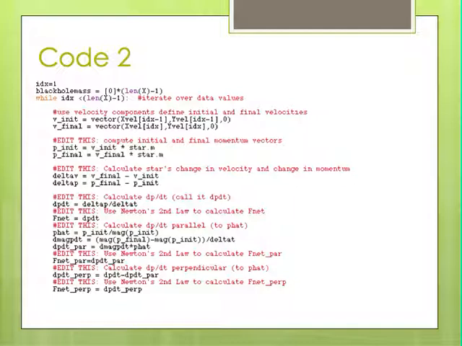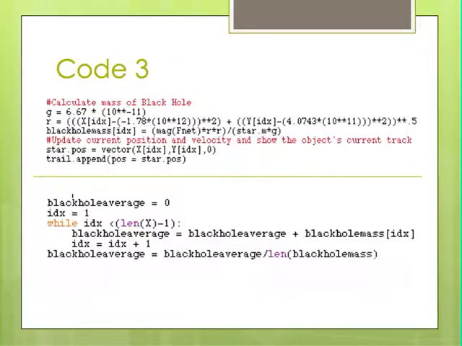Finally, I found dp/dt is equal to delta p over delta t, and F net can be equal to the same number. P hat in my case was p initial over the magnitude of p, and then I did the same thing where I found the difference in the magnitude and changed that over delta t. And I knew from the previous equation that dp/dt parallel is equal to the magnitude of dp/dt times p hat, the direction of the momentum. Then I knew F net parallel is the same thing as dp/dt parallel, as F net perpendicular is the same thing as dp/dt perpendicular. The only thing I had to do is find dp/dt perpendicular, which is equal to dp/dt minus dp/dt parallel, as was shown in the physics equations.